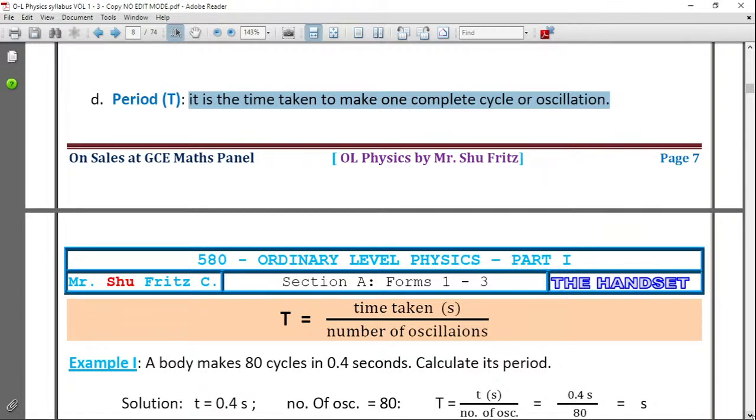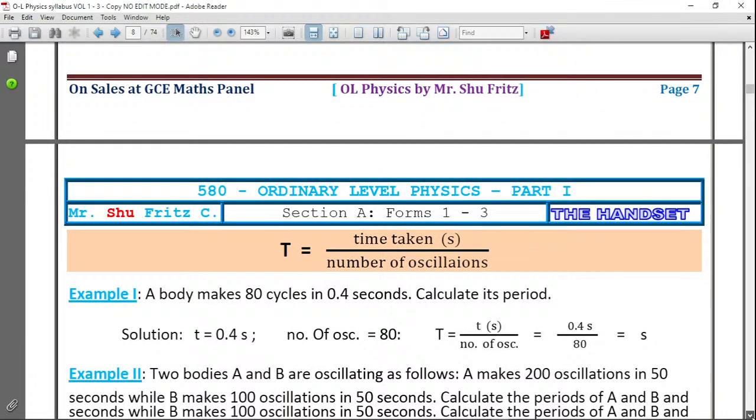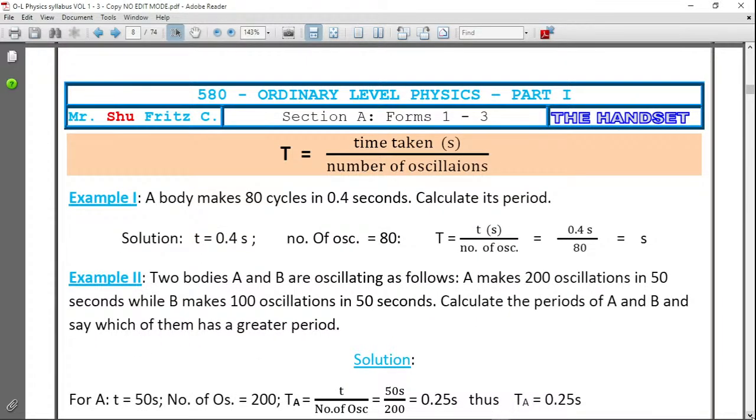All right, let's take this other example. A body makes 80 cycles in 0.4 seconds. Calculate its period. So period is equal to time divided by number of cycles or oscillations. That will give us 0.4 divided by 80, and you have your answer in seconds.